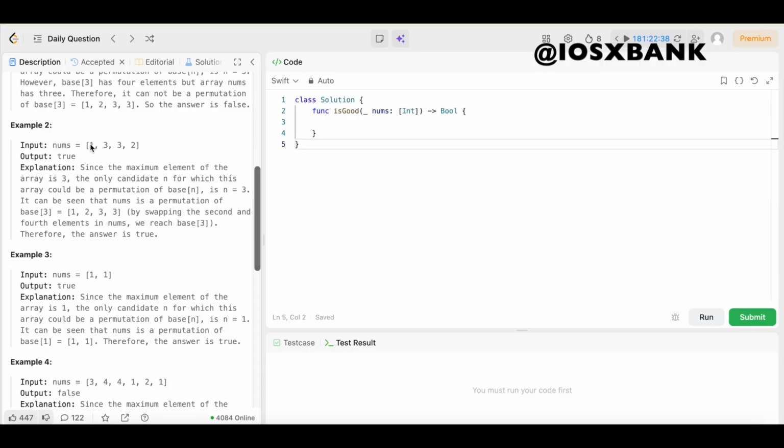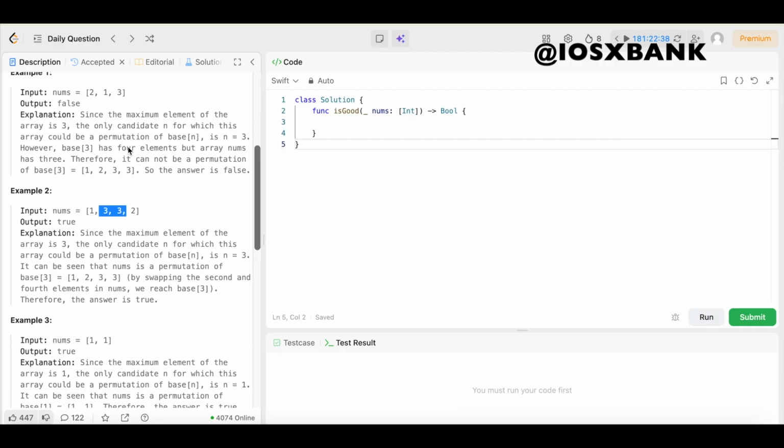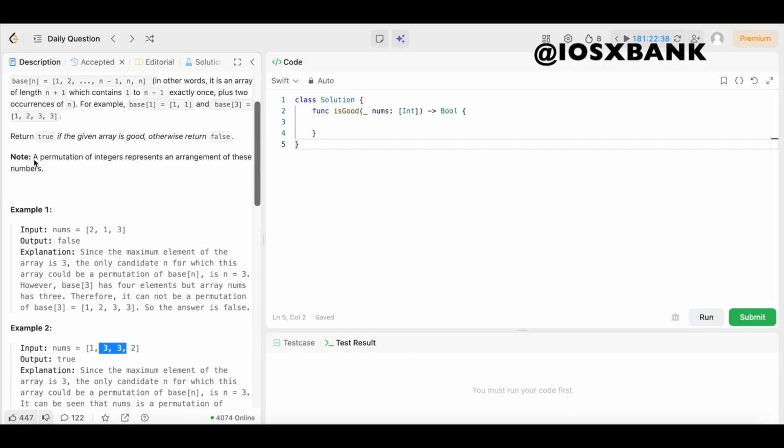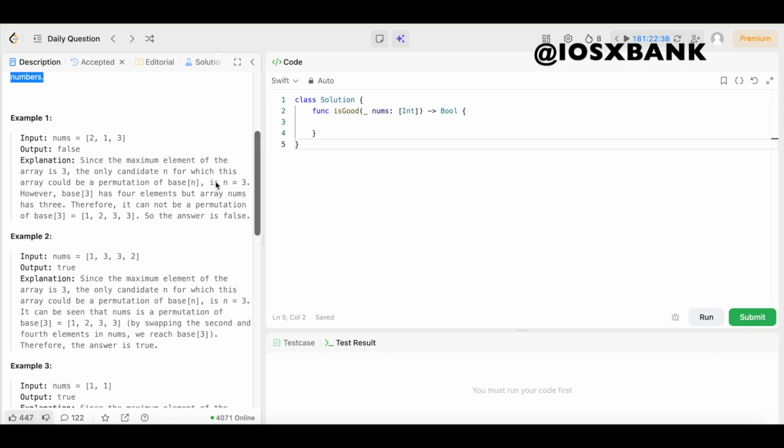So in this case, you can see this array has the right count. It has all the numbers we need. The only thing that's different from this is the arrangement of numbers. However, that's where permutation comes in. A permutation of integers represents an arrangement of these numbers. So as long as we have the numbers, then it doesn't matter how they're arranged, as long as it's possible for us to arrange them in the correct order like this.